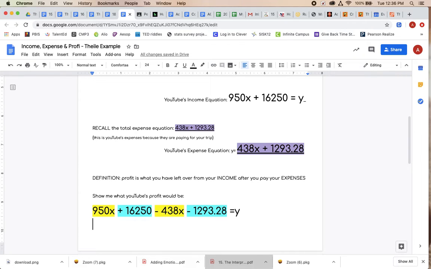So now I just have to combine these things, right? So I got to do 950x minus 438x. I'm just going to quickly calculate that. And I get 512x's. And then I'm going to do positive 16,250 minus this, right? I have my income and I'm subtracting my expenses. So just rate minus rate and y-intercept minus y-intercept. And that gets me a grand total of positive $14,956.72. And so that, my friend, is YouTube's profit equation.